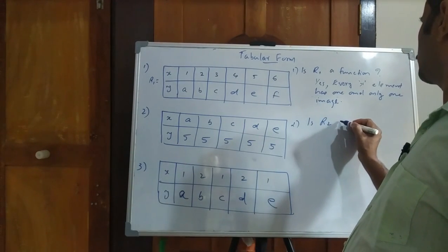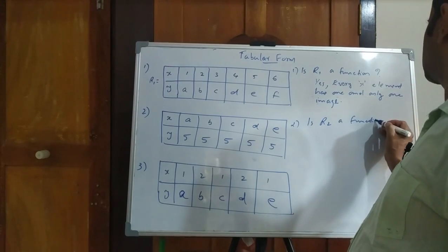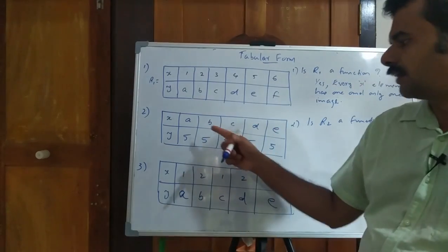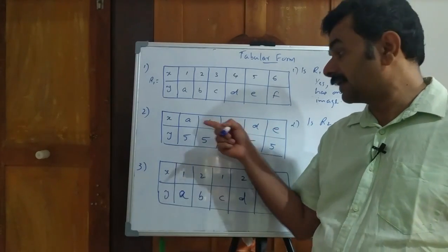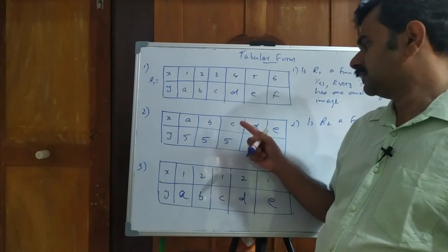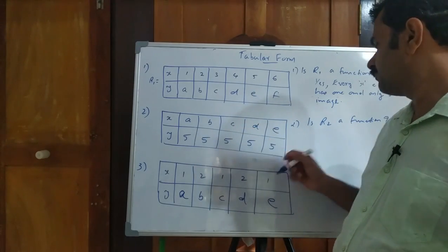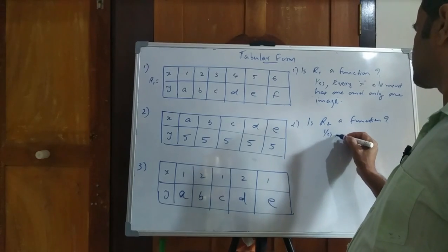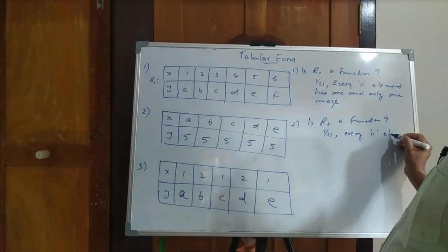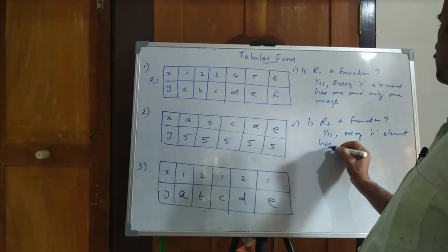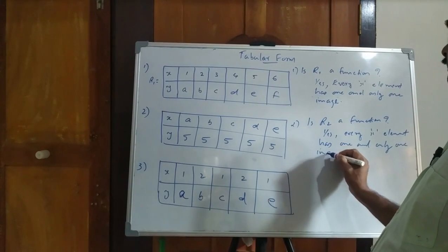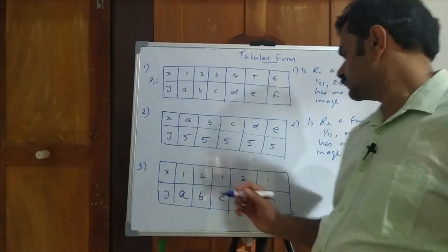Is R2 a function? A, B, C, D, E. What is the image of A? That is 5. How many images for A? Only one, that is 5. How many images for B? Only one, that is 5. How many images for C? Only one, that is 5. Therefore, it is also a function. Yes, same property. Every x element has one and only one image.